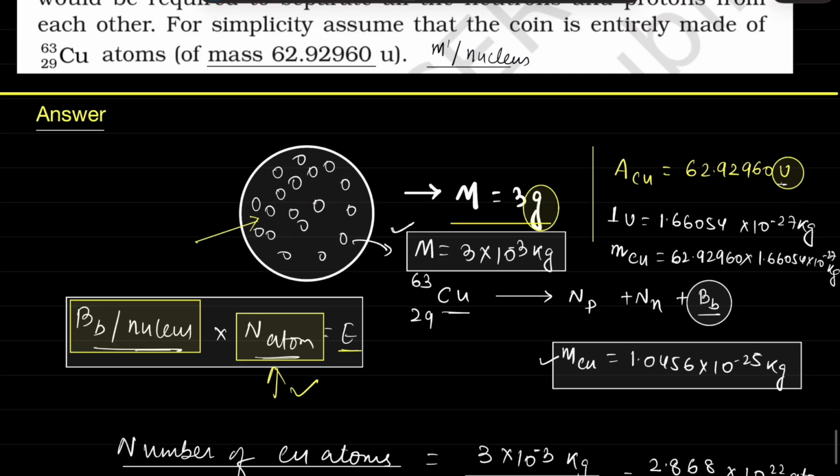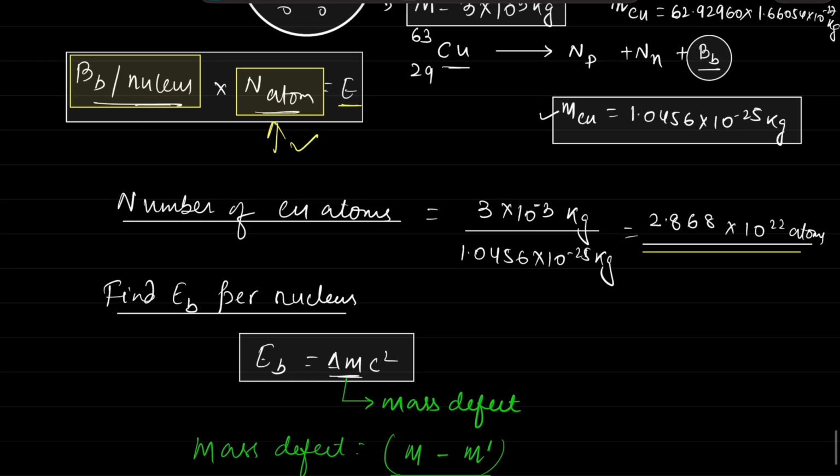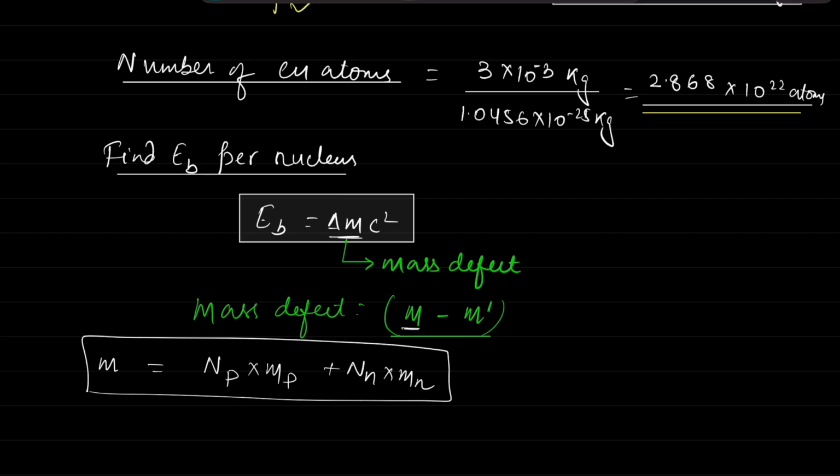Experimental mass is already given in the question. This is our experimental mass that we already discussed. Now we have to find the theoretical mass. So how to find this M? This M is equal to number of protons into mass of proton plus number of neutrons into mass of neutron. This relation we can use.